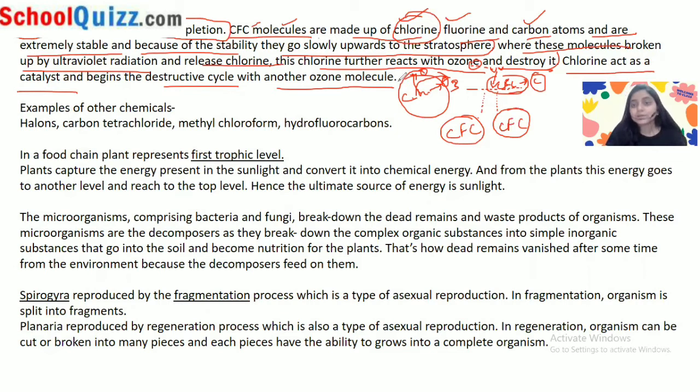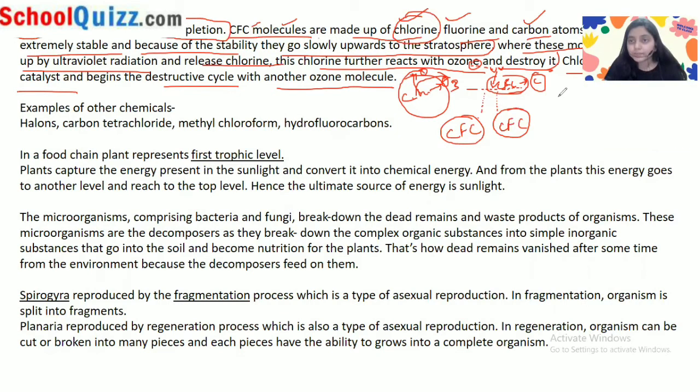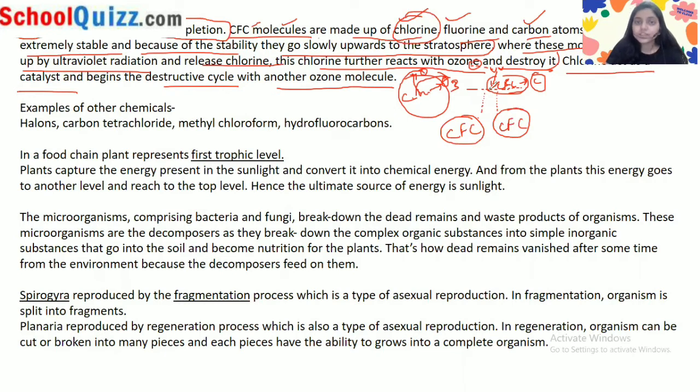So this becomes a destructive cycle because our ozone is broken, and the ozone layer protects us from the ultraviolet radiation. So when the ozone layer is not there, who will protect us from the ultraviolet radiation? That is why it is important that the manufacturing companies make CFC-free refrigerators.